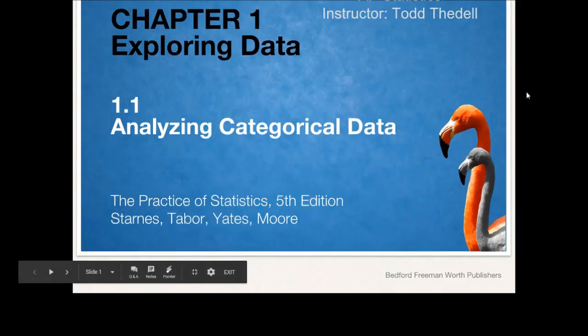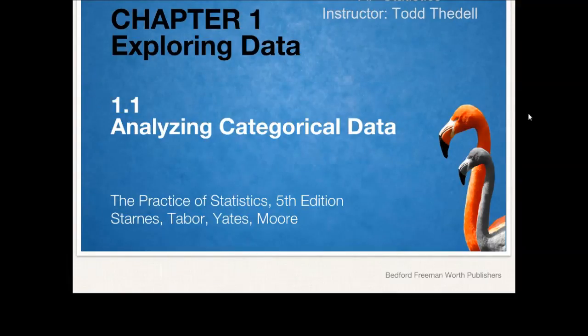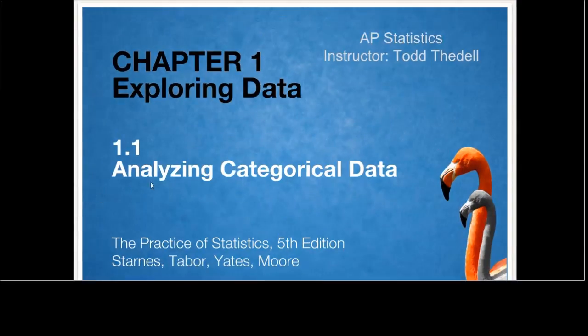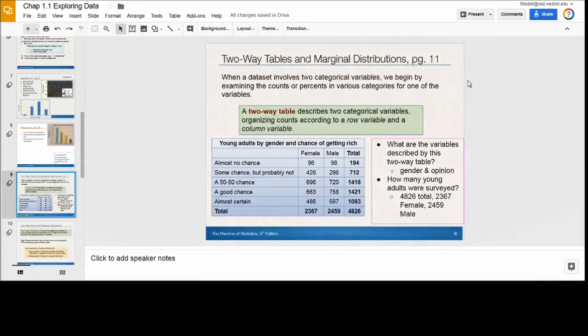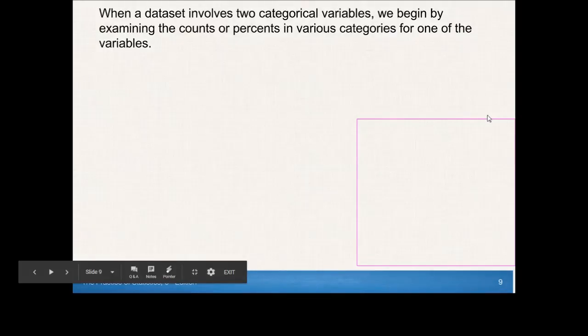This is part 2 of section 1.1, analyzing categorical data. This is AP Statistics, and I am Todd Thedell. So we are going to start at the two-way tables.